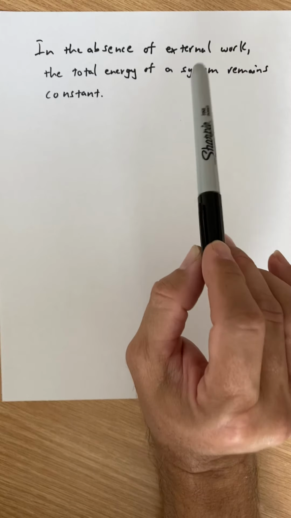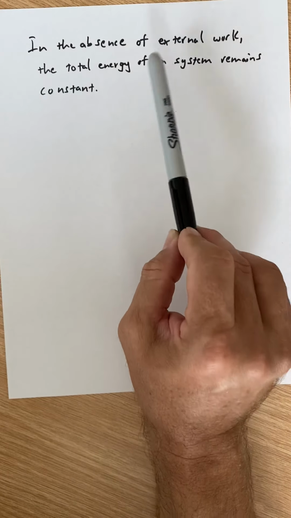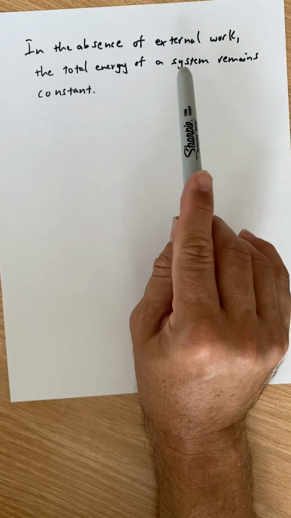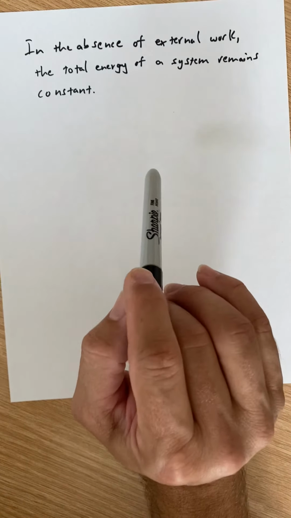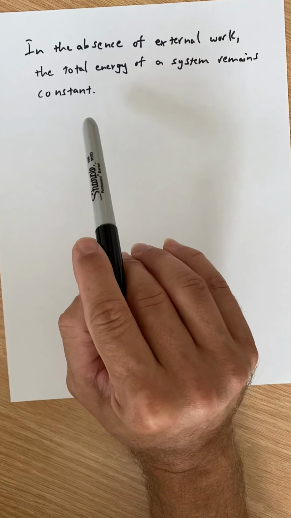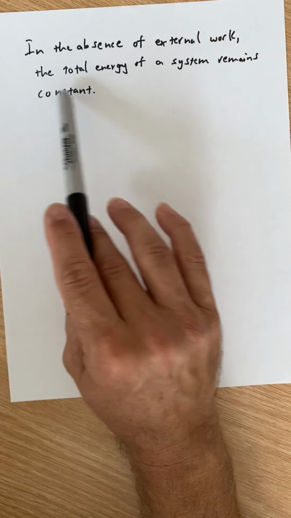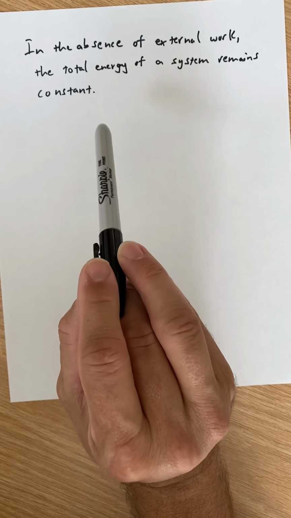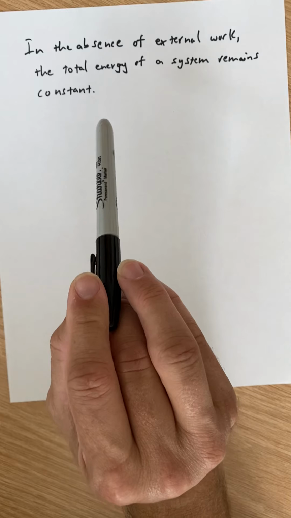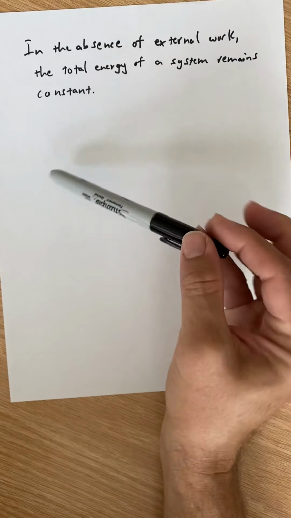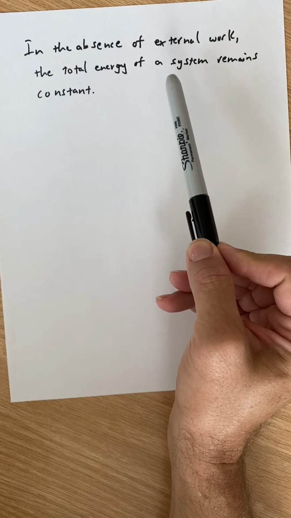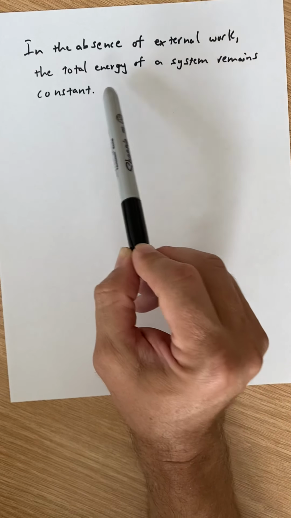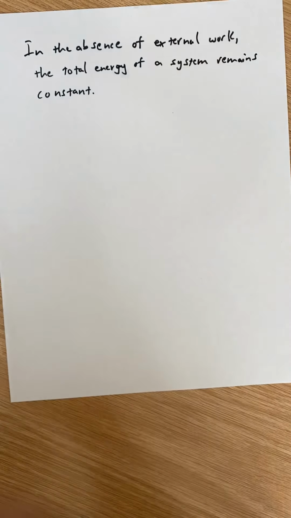But once you define your system, we can say this: if there is no external work, in other words, if no energy crosses the boundary of that system, nothing leaves, nothing comes in, then the total energy of a system remains constant. It does not say the total kinetic energy, the total potential energy. It says the total energy. So within that system, stuff might be moving back and forth between kinetic and potential, but the total remains constant.